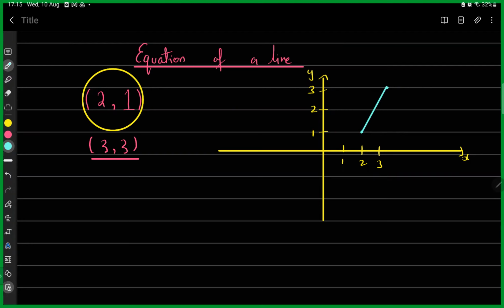Like, that's obvious, it's a line. But how do I define this line? For every line, you can write down an equation, and that equation is going to be a linear equation. Okay, so it's a line. For a line, we have a linear equation.